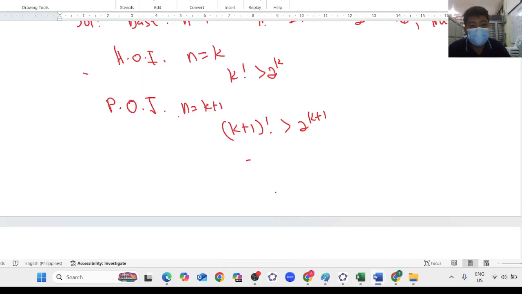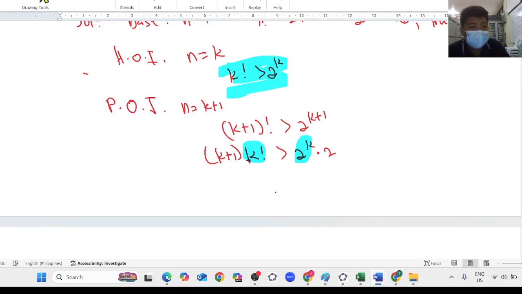Okay, so then we have k plus 1 times k factorial, and k factorial is greater than 2 raised to k, times 2. And note that k plus 1 is always greater than 2. Why? Because that is always true for k plus 1 greater than 2, since k factorial is greater than 2 raised to k.